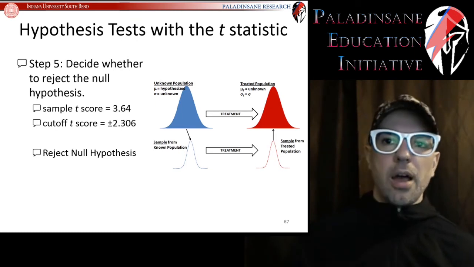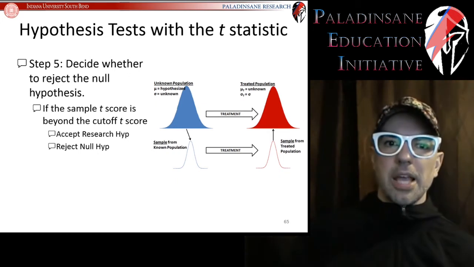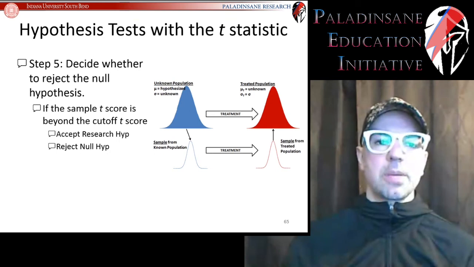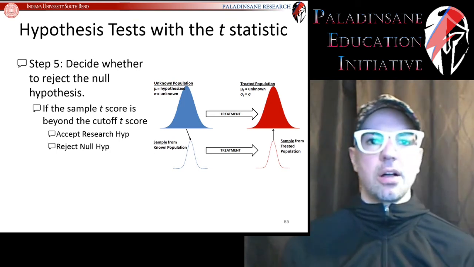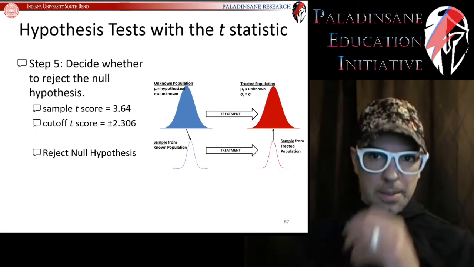So if it goes beyond, we're on this slide right here. The sample t-score is beyond the cutoff t-score. So we decide we're going to accept the research hypothesis and we're going to reject the null hypothesis. And that is exactly what we did. We rejected the null hypothesis.